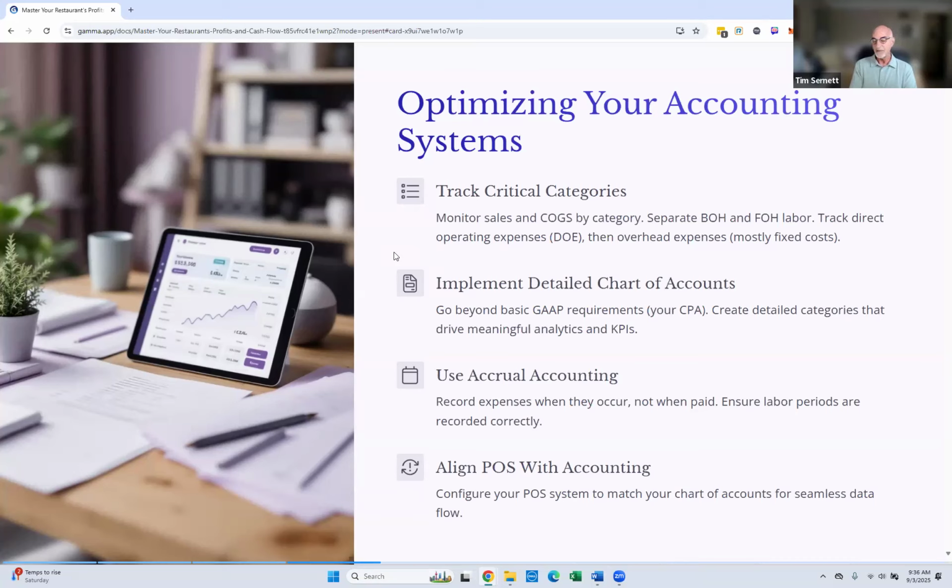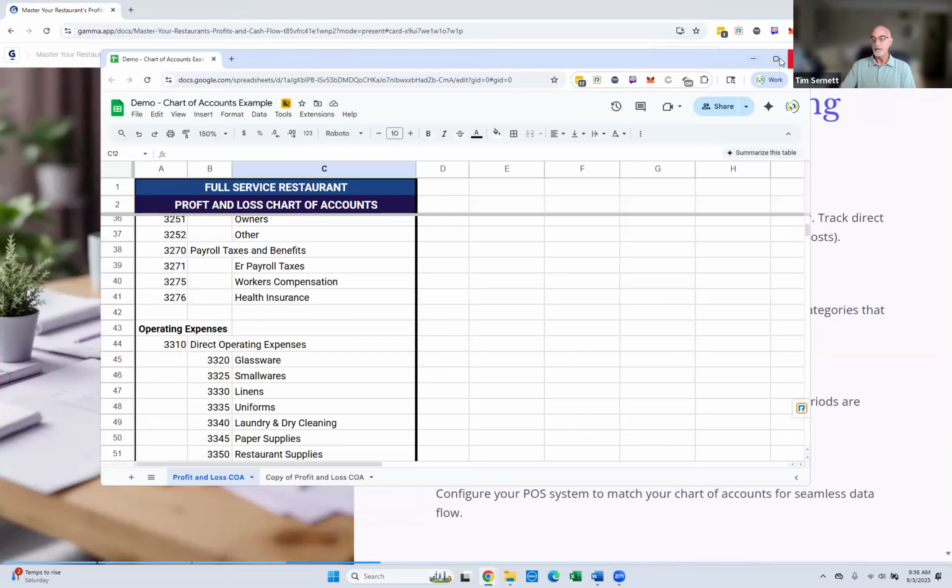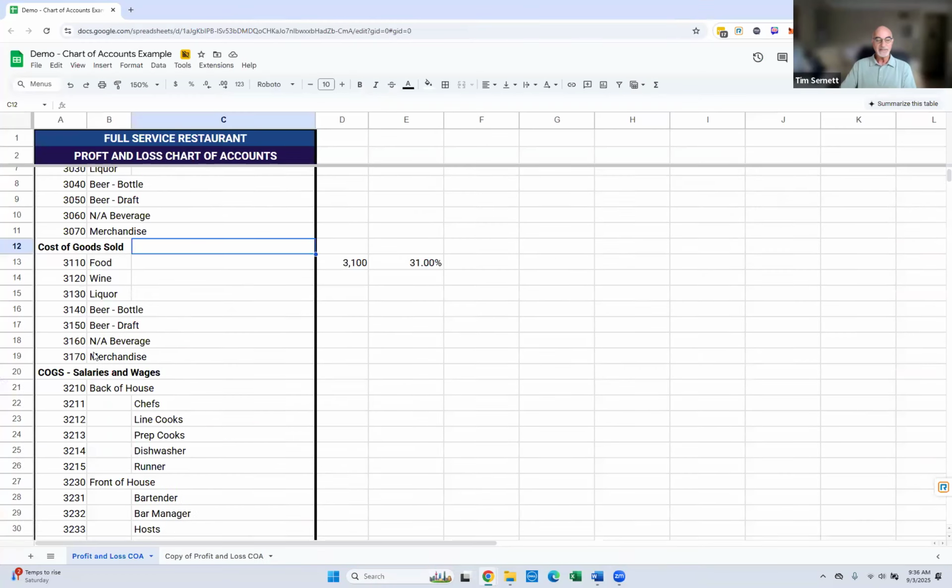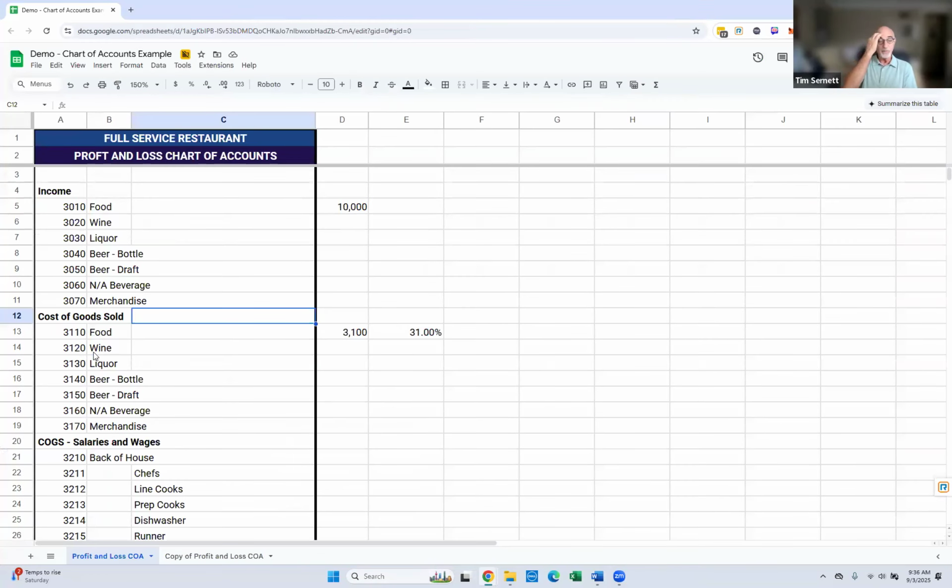So we use accrual accounting, monthly accrual adjustments, to make sure we're matching actual expenses for the month against actual revenue generated that month. Then you also want to align your point of sale system with the accounting, to configure your point of sale system to match your chart of accounts for seamless data flow. Let's pull over a sample chart of accounts and take a quick look at it. This is basically the format that we follow for most of our restaurants.